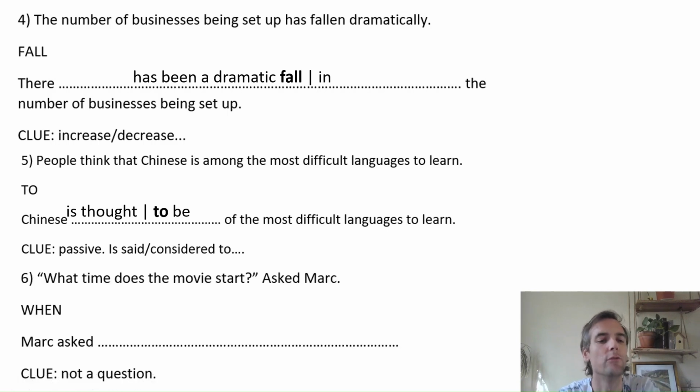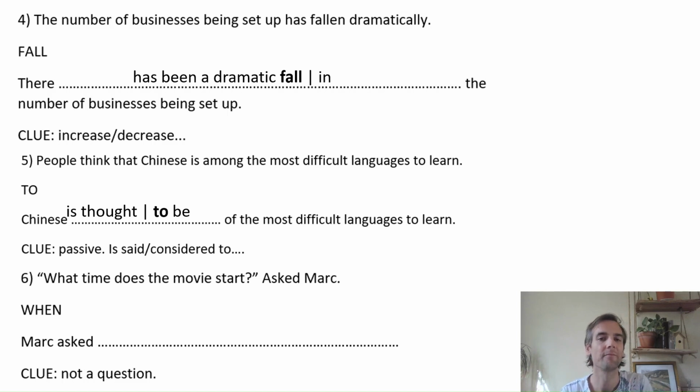And finally, this one is a good one. This one has tripped up so many of my students. I remember doing this in a class of 20 students, and I think no one got it perfect in a C1 class, not a random primary school class. What time does the movie start? Asked Mark. Mark asked, so I'm reporting what he said. And it's not a question because I'm reporting what he said. I'm not asking a question. I'm just reporting what Mark said. Don't look at me. I'm just the messenger.